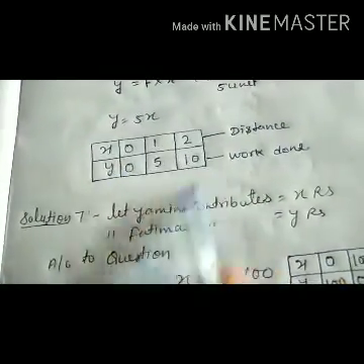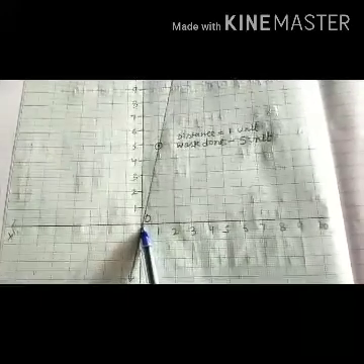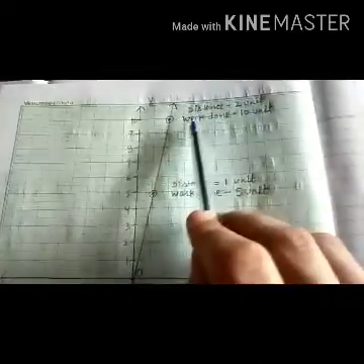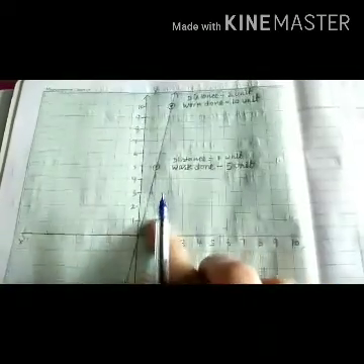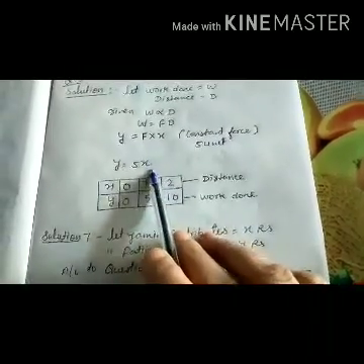Now we will represent all these things on the graph paper. This is the representation on the graph paper. If we put 0 here, the work done is also 0. If we put the distance as 1 unit, the work done is 5 units, and if we put the distance as 2 units, the work done is 10 units here. So this graph is the representation of Y equal to 5X, where Y is the work done, 5 is the constant force, and X is the distance.